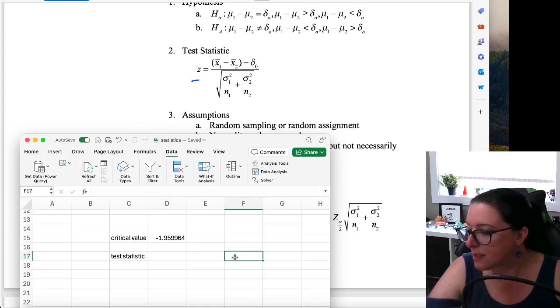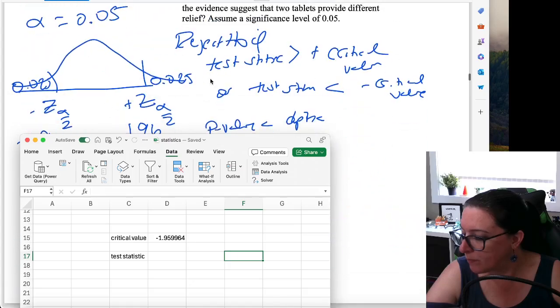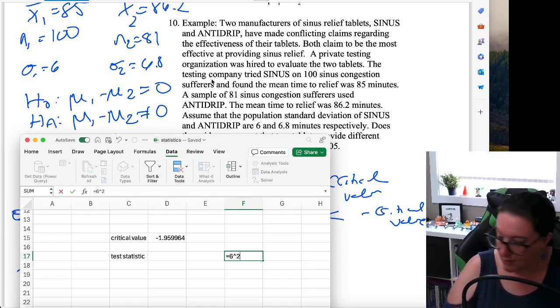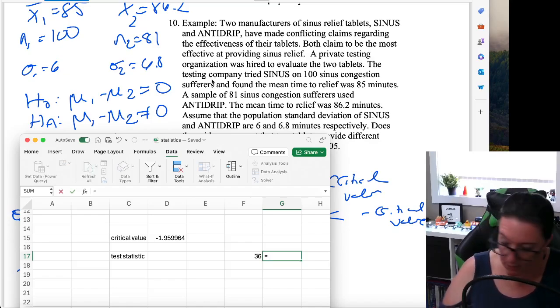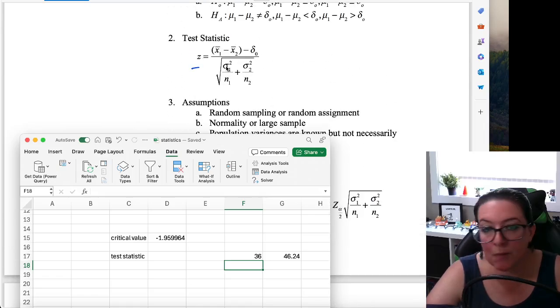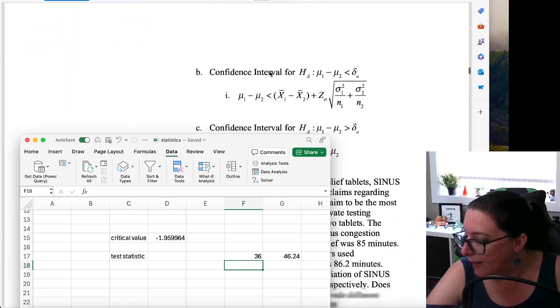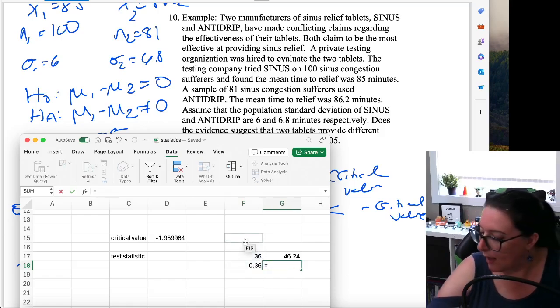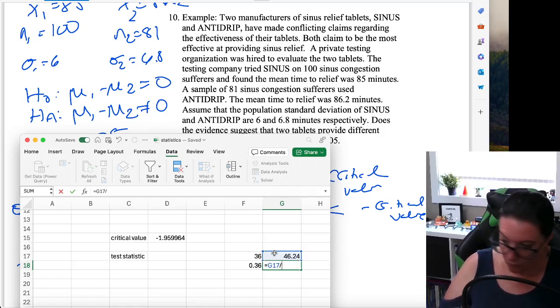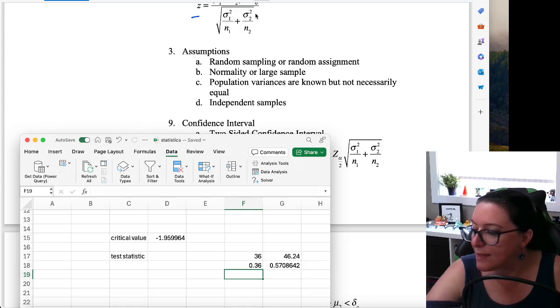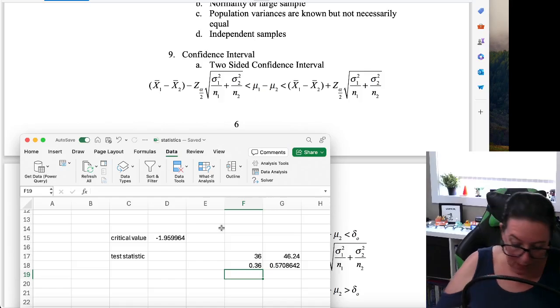Okay, one step at a time. We need our information. Sigma was 6, so we need 6 squared. For our other sample, sigma was 6.8, so we need to square it. That gives us sigma 1 squared and sigma 2 squared. Now let's divide each of those by their sample size. The first one had a sample of 100, the second one had a sample of 81. So now we have sigma 1 squared divided by n1 and sigma 2 squared divided by n2. Let's add those together and find the square root.